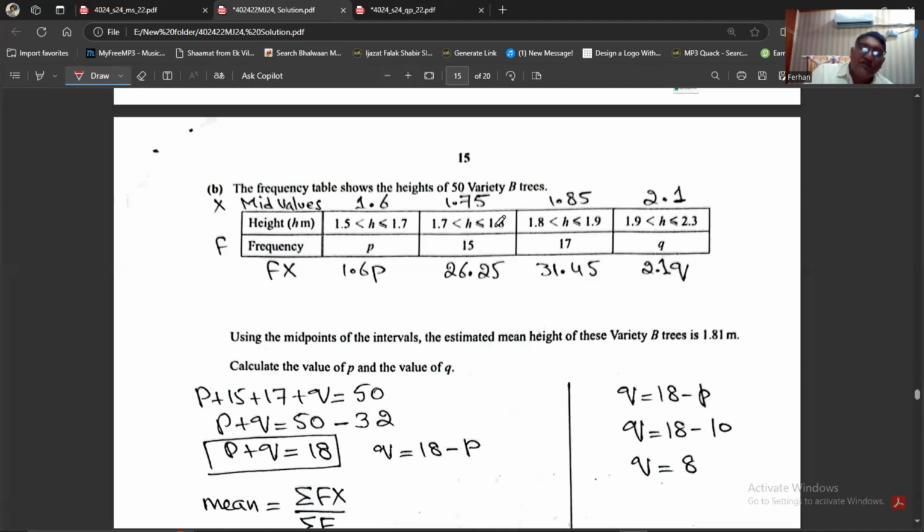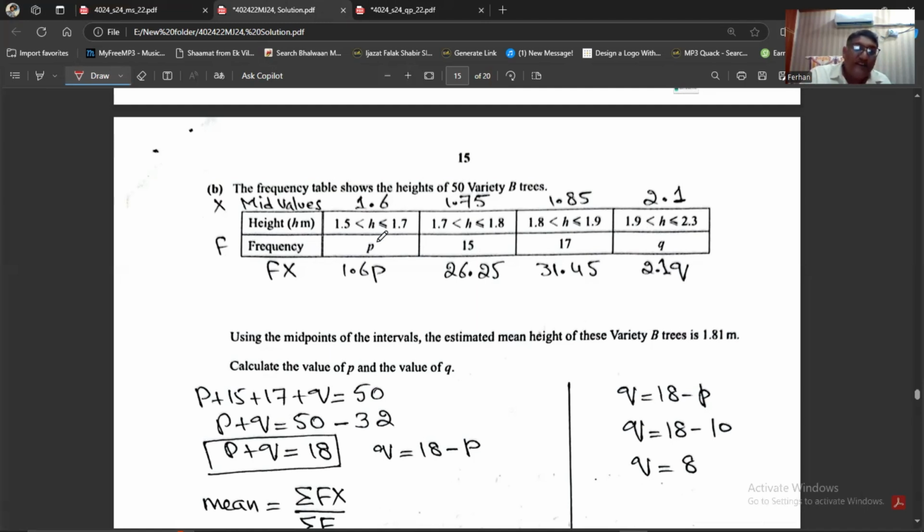1.7 plus 1.8 divided by 2 is 1.75. 1.8 plus 1.9 divided by 2 is 1.85. 1.9 plus 2.3 divided by 2 is 2.1. So this is how you find the mid values. The mid value is called X, and the frequency is called F. Multiply the mid value with the frequency, and you will get Fx.